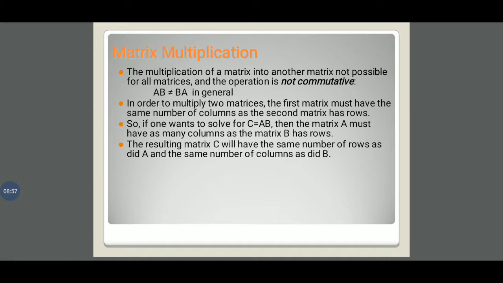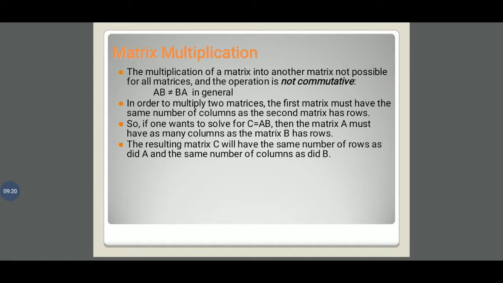In the previous slide we have seen how to add matrices, that is addition of two matrices. Addition of two matrices is possible only if the order of both the matrices is the same, and addition is done on the corresponding elements.